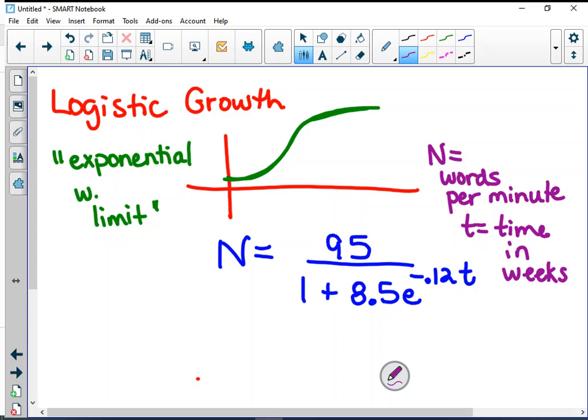Okay, so time in weeks, practicing typing, learning to type, learning to touch type. So typing without looking, reading the paper and typing. I'm showing you, but you can't see me.